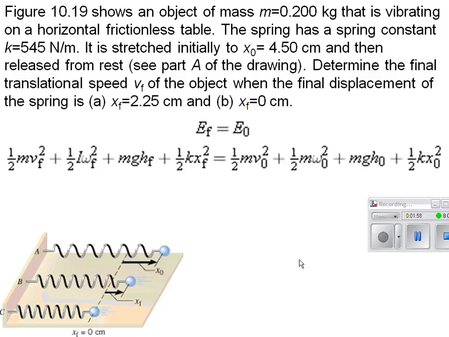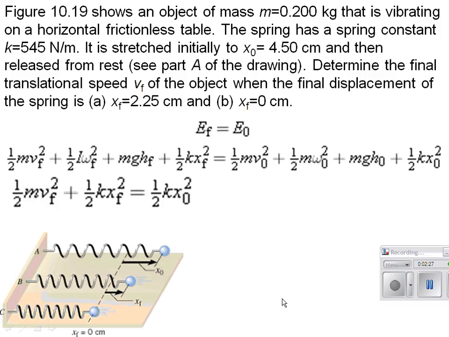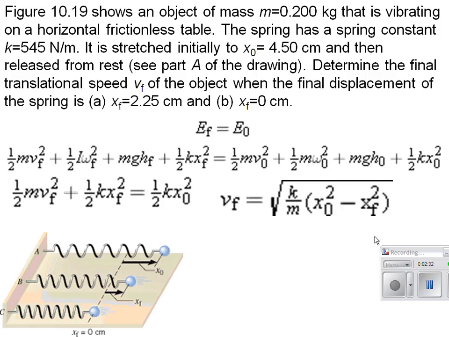We know that the final energy has to be equal to the initial energy. So we have all these different energies listed, but a lot of them are going to be 0, and so it breaks down to just this: kinetic energy and elastic potential energy will equal the elastic potential energy. So what we do is plug in our values. Actually, we could solve for the velocity first and then plug in our values, because we want to know the velocity of the object at 2.25 centimeters.